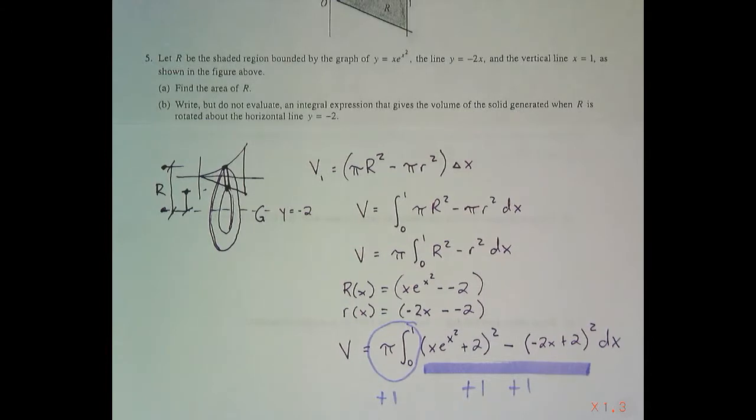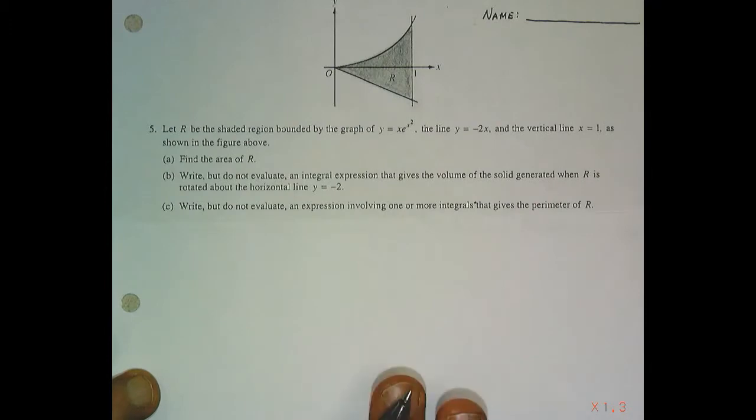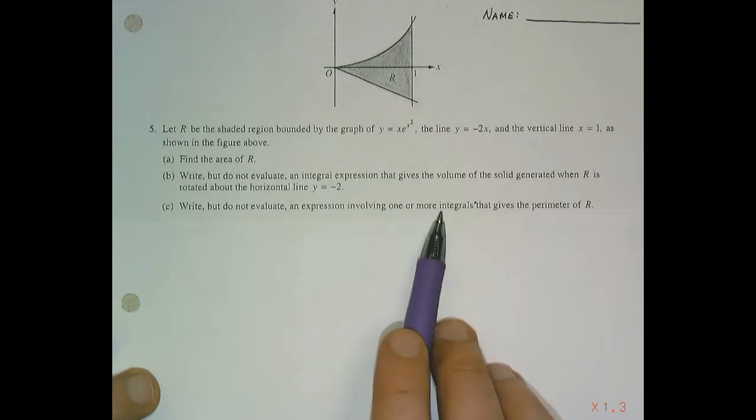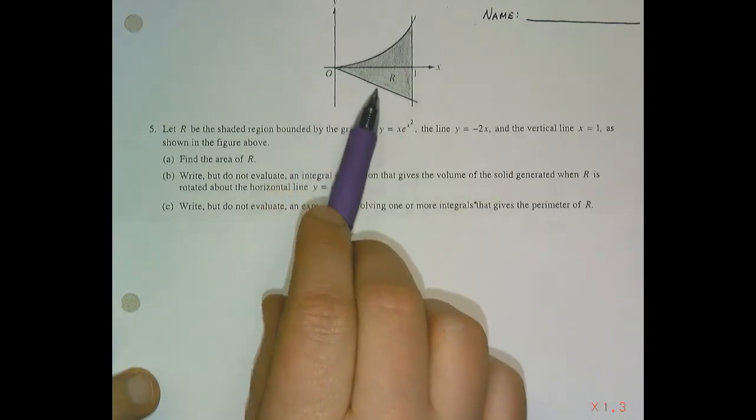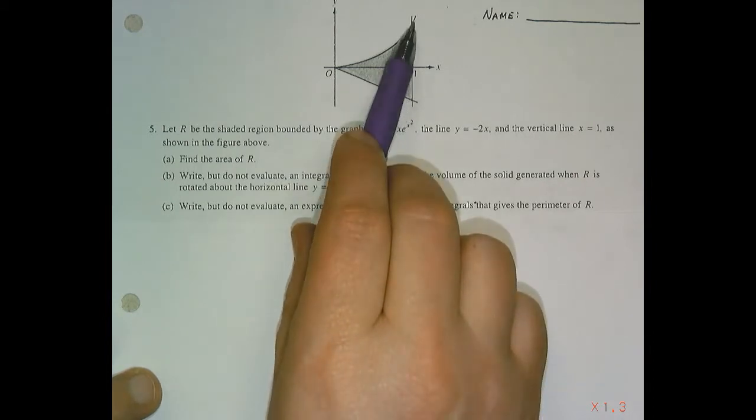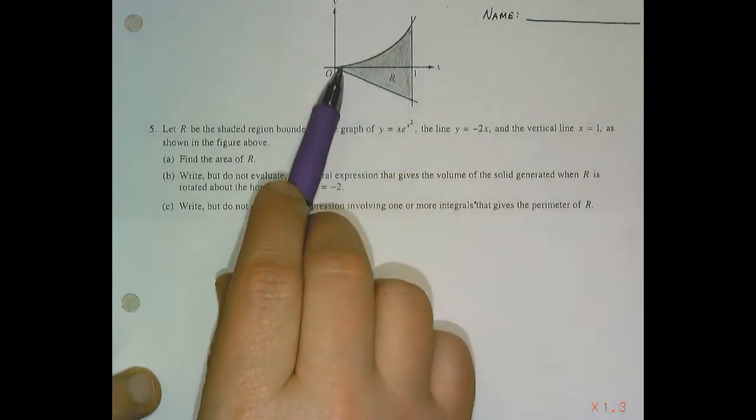All right, so part A and B are AB material, and part C is for Calculus BC students. So let's take a look at part C. Part C says, write but do not evaluate an integral expression involving one or more integrals that gives the perimeter of R. So the perimeter of R would be this length plus this length plus this length.